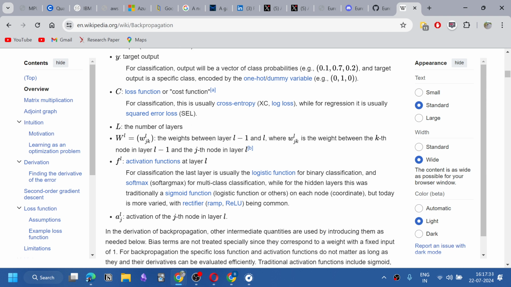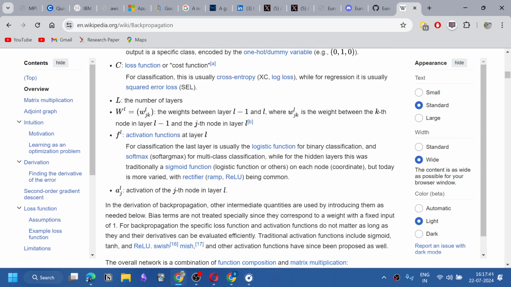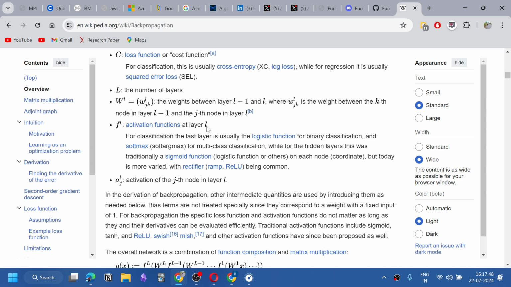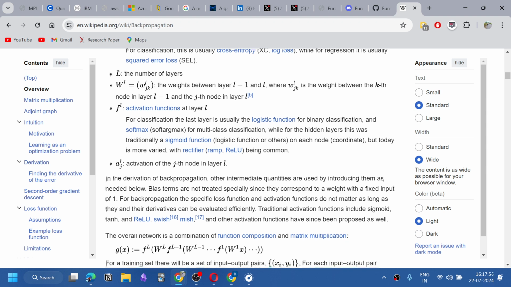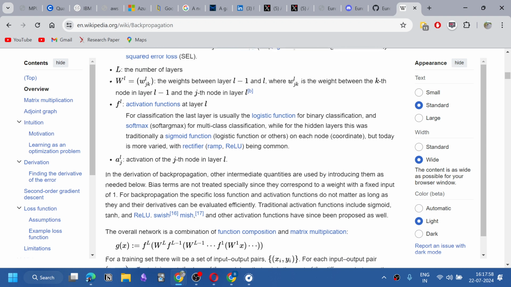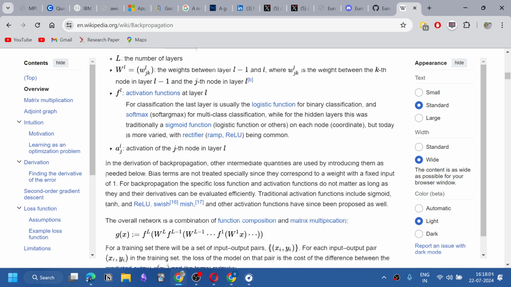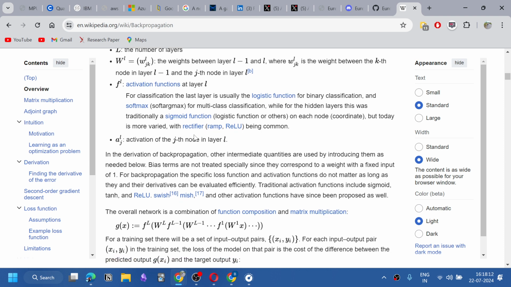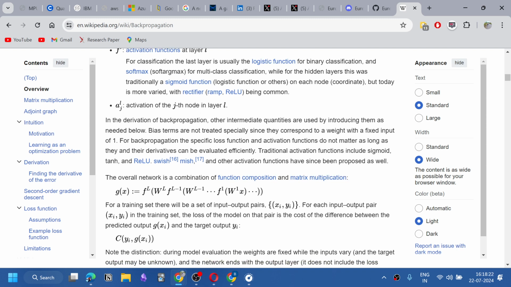L is the number of layers. W is the weight between layer l-1 and l, where w_jk is the weight between the kth node in layer l-1 and the jth node in layer l. f is the activation function at each layer. For the last layer, this is usually the logistic function for binary classification, and softmax for multi-class classification, while for the hidden layers this was traditionally the sigmoid function, logistic function, or other on each node, but today the more popular choice is the rectified linear unit, ReLU, commonly used as the activation of a jth node in layer l.